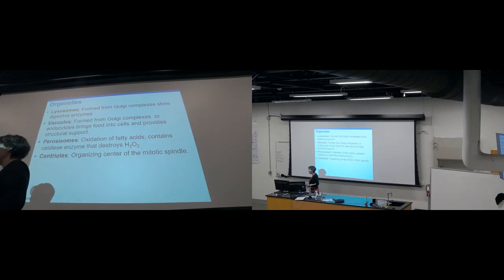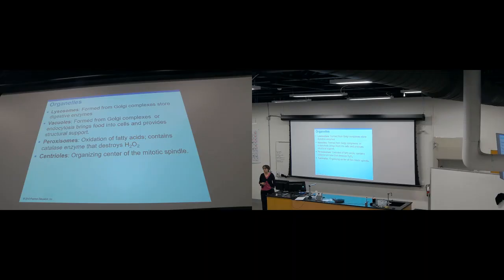Lysosomes, again, come from the Golgi apparatus and store digestive enzymes. Our cells have a chance to get damaged. With this chance to get damaged, some can be repaired, but some cannot be repaired. And they can have these lysosomes that can help to auto-digest the cell.